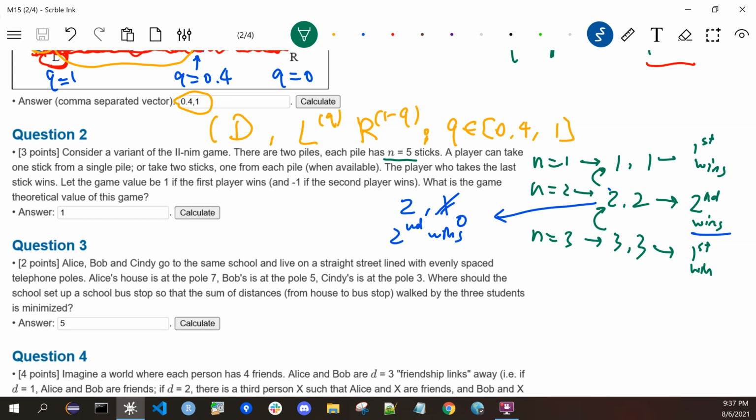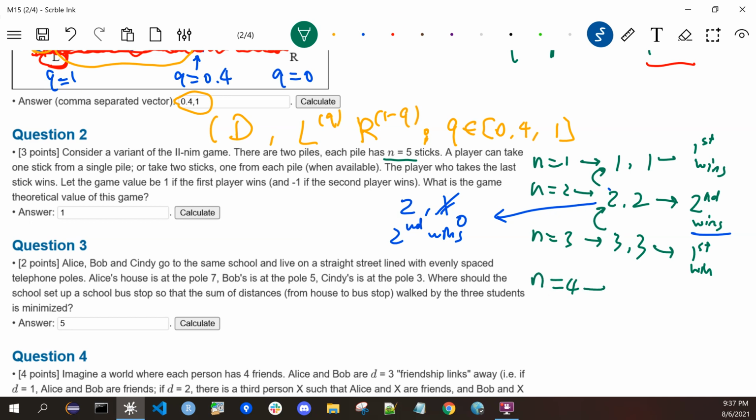But I'm the first player in the 3-3 game. So it means I'm also the second player in the 2-2 game if I move first to make it 2-2. So that's why I will just always take away 1 stick from each pile to make it into a game that I will always win. So I'll win that way. So that's why first player can always win. So that's n is 3.